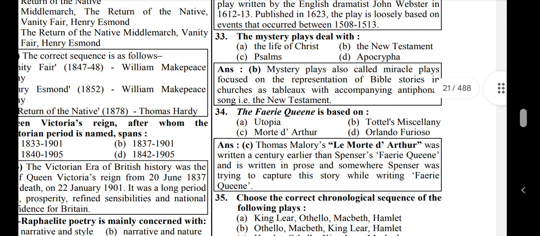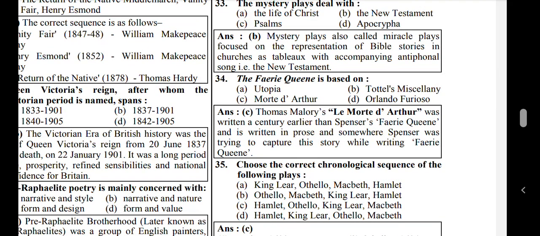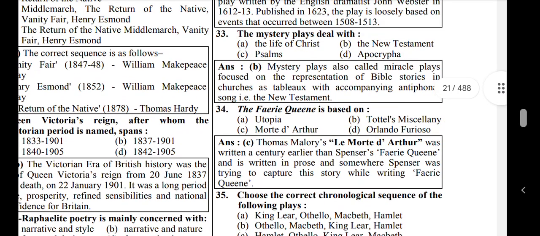So the 33rd question is, the mystery plays deal with: option A, the life of Christ; option B, the New Testament; option C, Psalms; option D, Apocrypha. The right answer is that mystery plays also deal with miracle plays. So the right option is B, the New Testament. It focuses on the representation of Bible stories in churches as tableaux with accompanying antiphonal song, that is the New Testament. So we should have it in our mind that mystery plays deal with miracle plays.